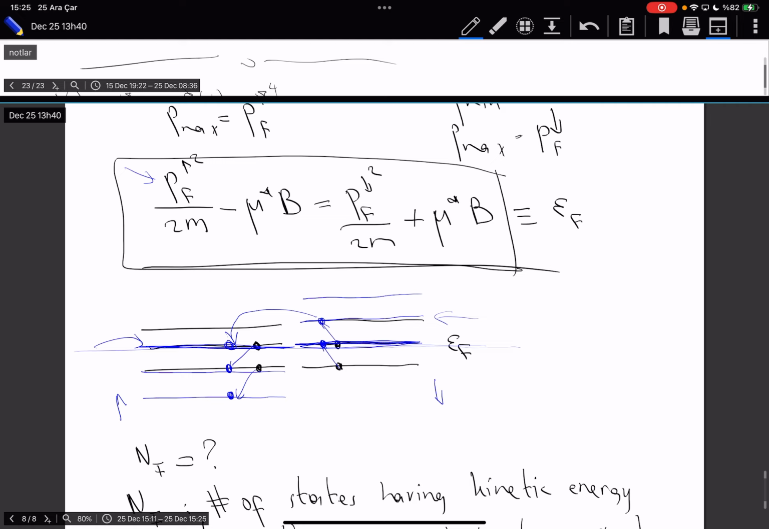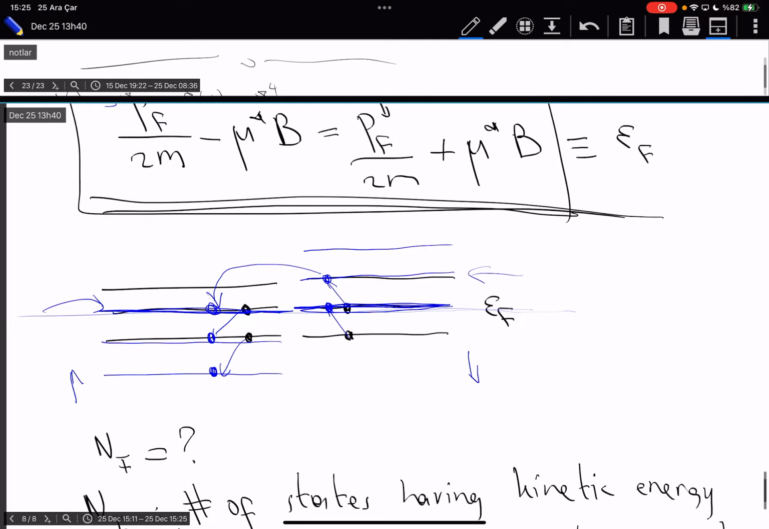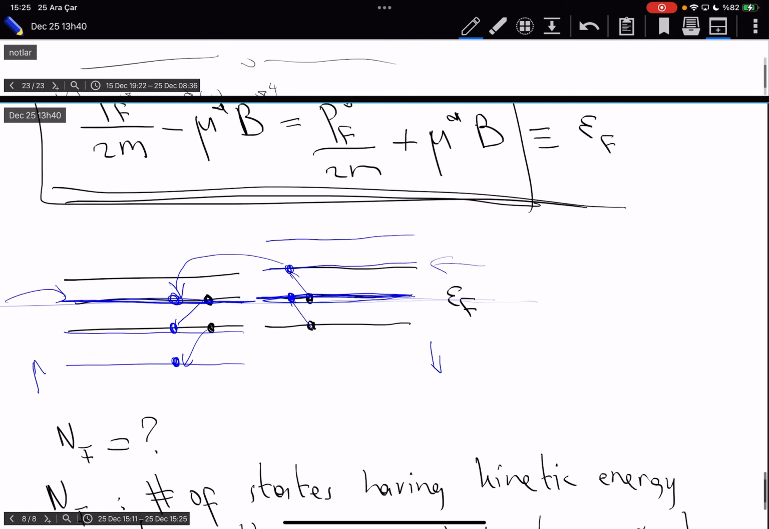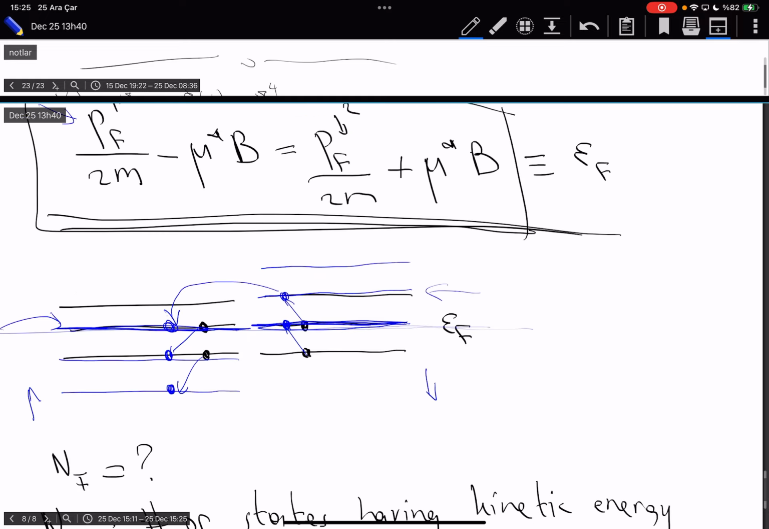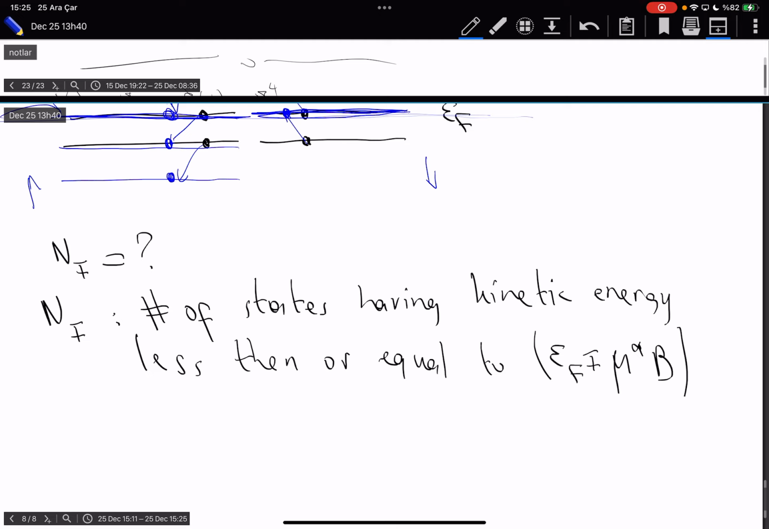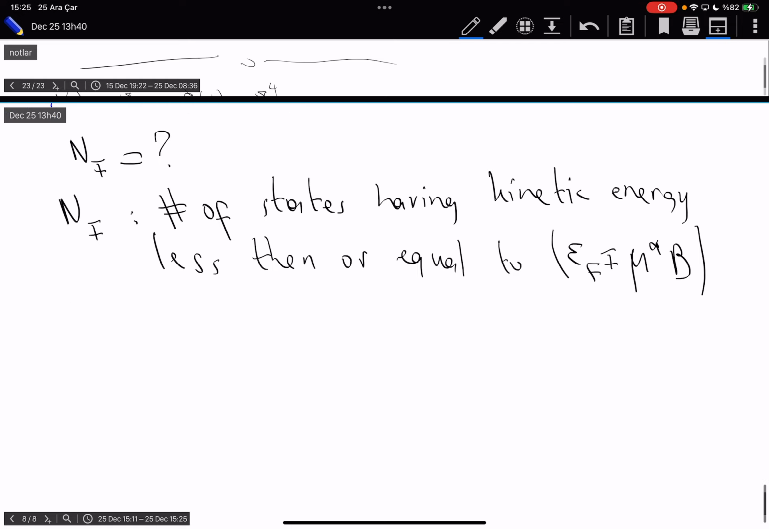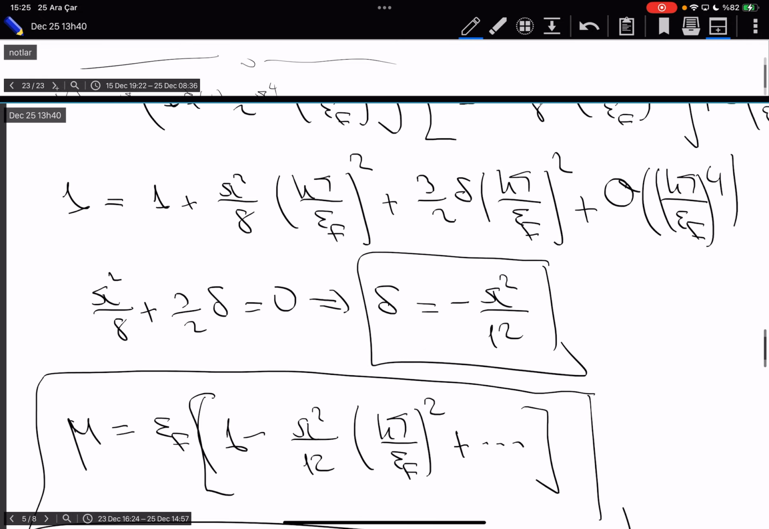Well, basically, I'm using this. If I have spin up, the momentum states is I should have the maximum linear momentum given by Pf such that Pf squared over 2m should be equal to epsilon Fermi plus mu star b. And for the other case, it should be epsilon Fermi minus mu star b. But this is already a problem I have solved. You see, how did we obtain the Fermi energy?